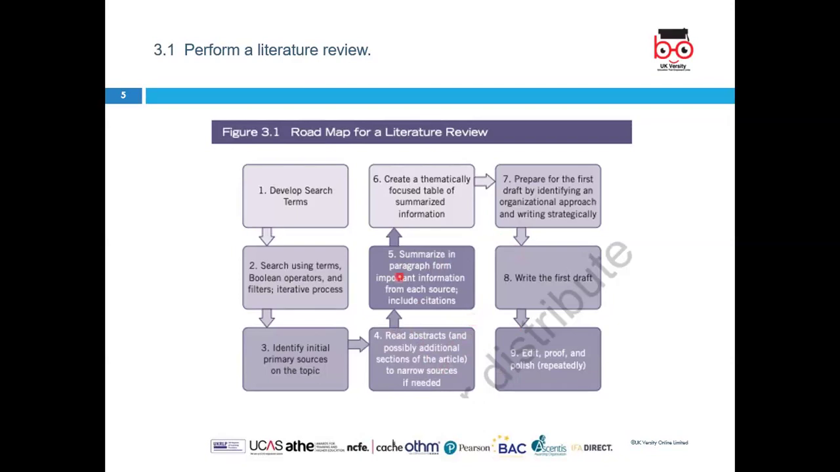Then summarize in paragraph form important information from each source, including the citation. So your references should be there, and then you're summarizing in your paragraphs. You're not writing everything, only the important information, and you're summarizing it. Create a thematically focused table of summarized information. So you want a table, and you're making themes out of it. Prepare for the first draft by identifying an organizational approach and writing strategically. Write the first draft and edit, proof, and polish repeatedly.